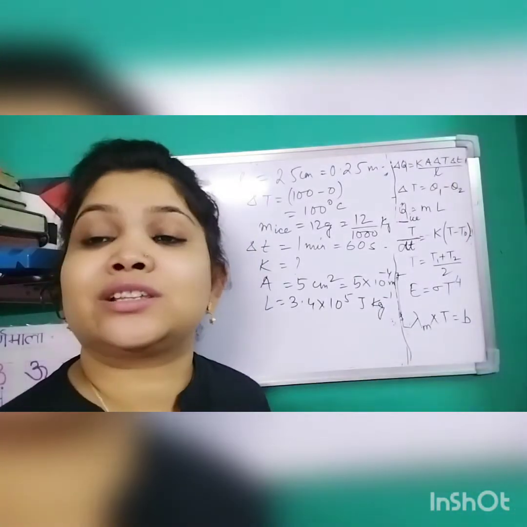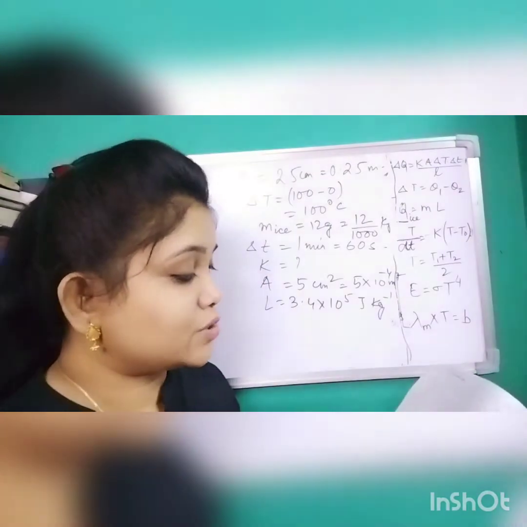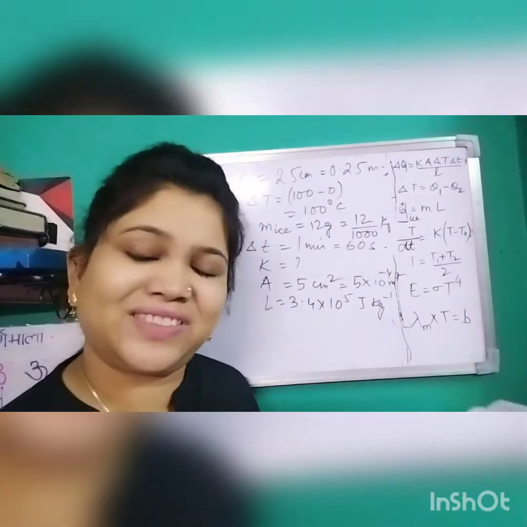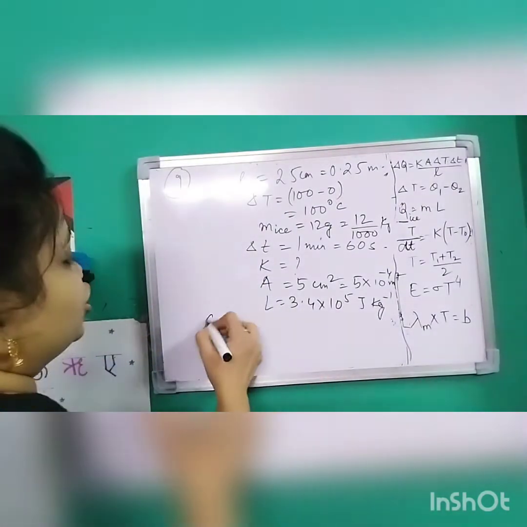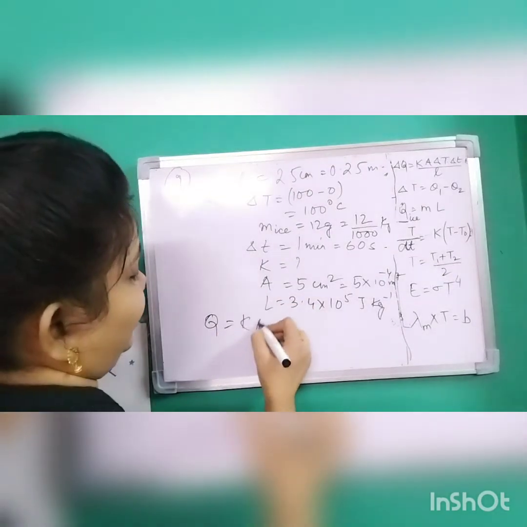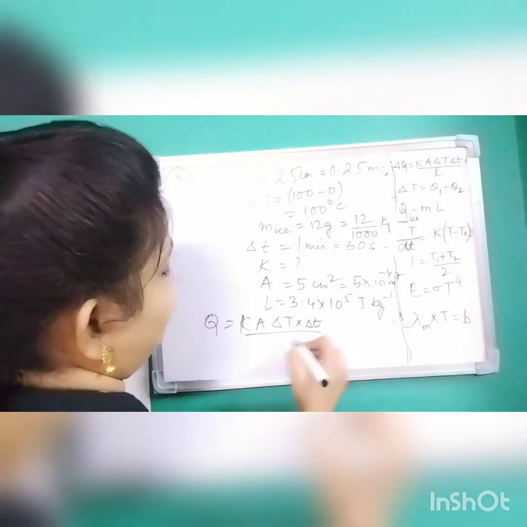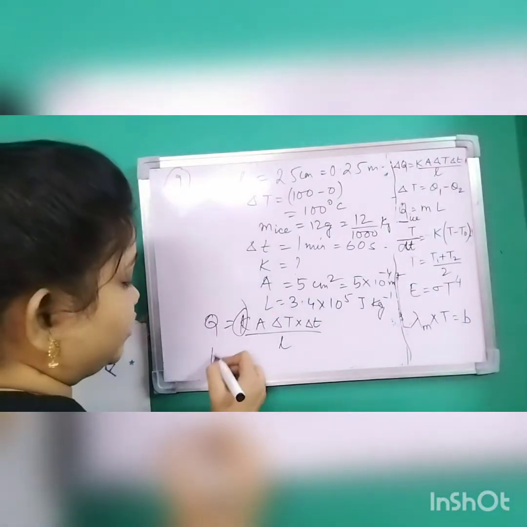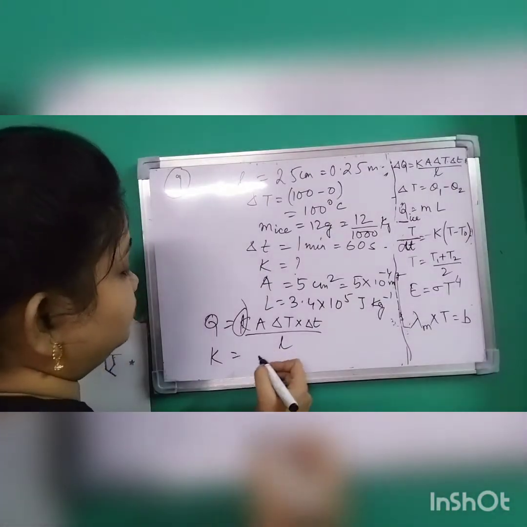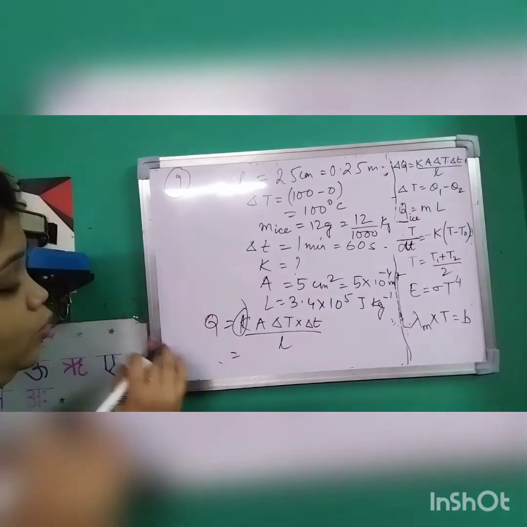So these are the quantities given to you. What you are asked to find out is K, same type of sum. So Q is equal to K A delta T into small delta T by L. So K will be equal to Q. Now, what is Q over here?